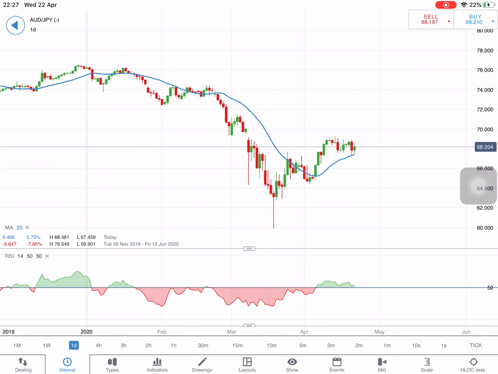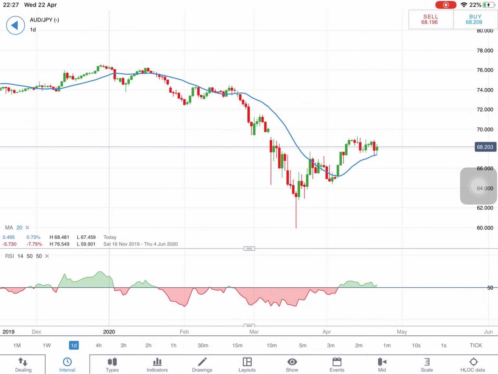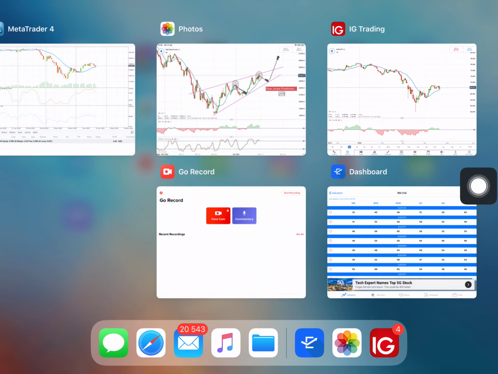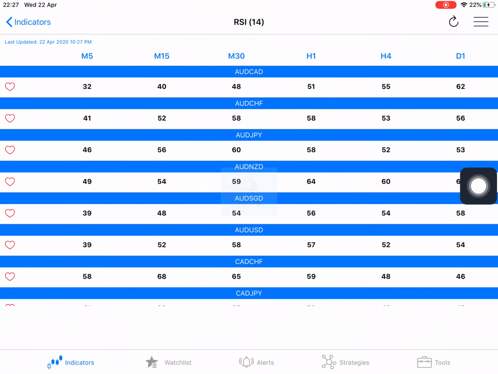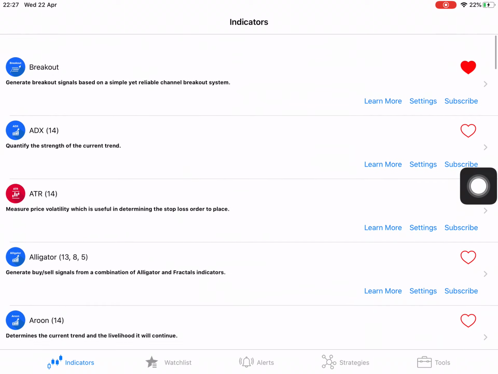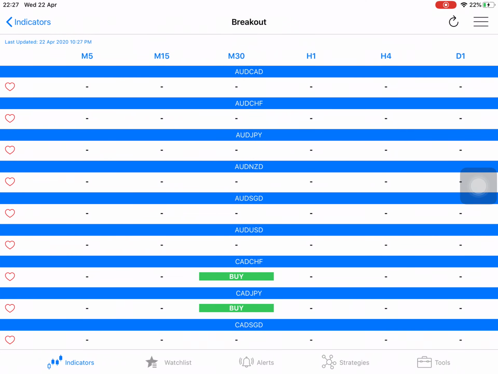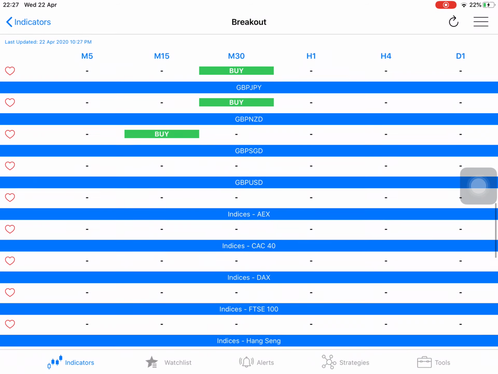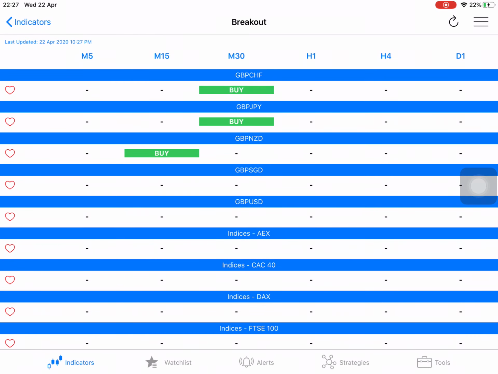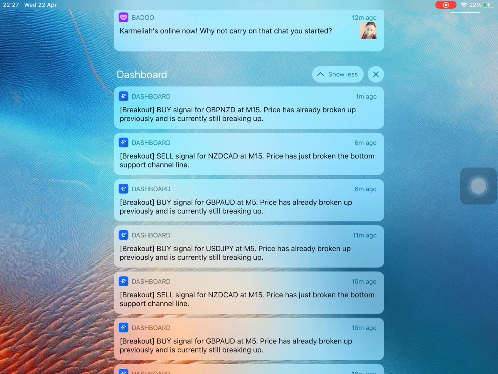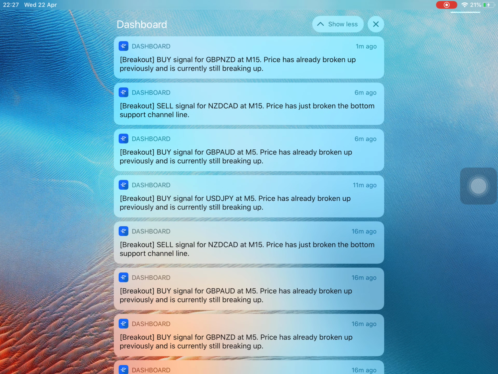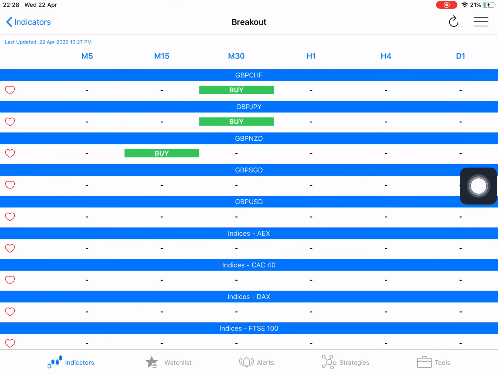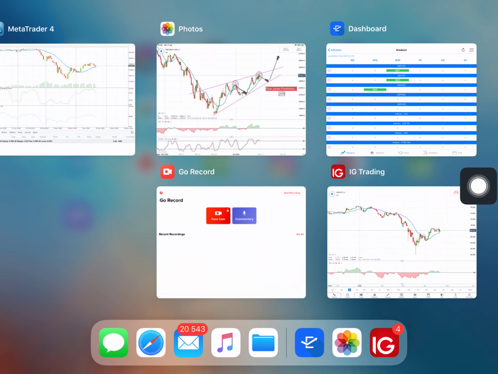So basically the way you use this is that you're always looking for opportunities at the 50 level. Another great thing about this app over here is that it's got this breakout indicator. So it'll tell you when price has broken out on all the different time frames. If we look now, they've just sent me a notification for GBP NZD, a breakout. Price has already broken up previously and is currently still breaking up. So we can see that on the 15-minute, the GBP NZD pair.